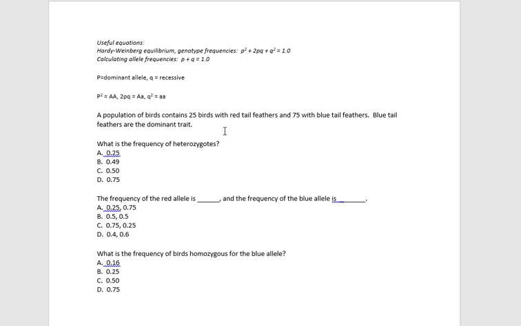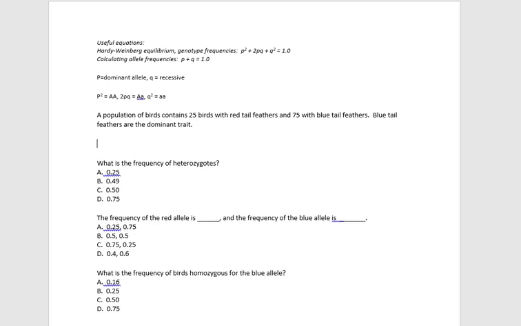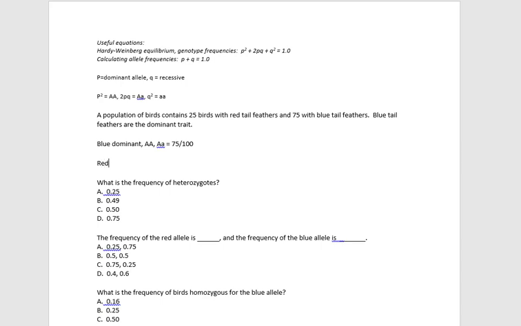So if we look at our scenario here, a population of birds contains 25 with red tail feathers and 75 with blue tail feathers. Blue tail feathers are dominant. So what does that tell you? That means that blue is dominant. So both homozygous dominant and heterozygous genotypes are going to be blue, which is 75 out of 100. And then red, which is recessive, we have 25 out of 100.